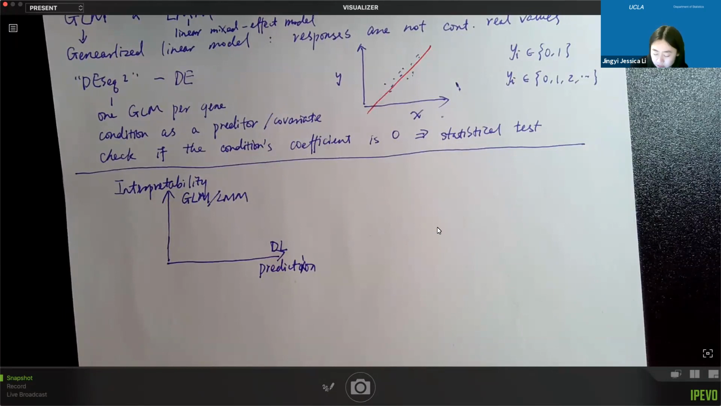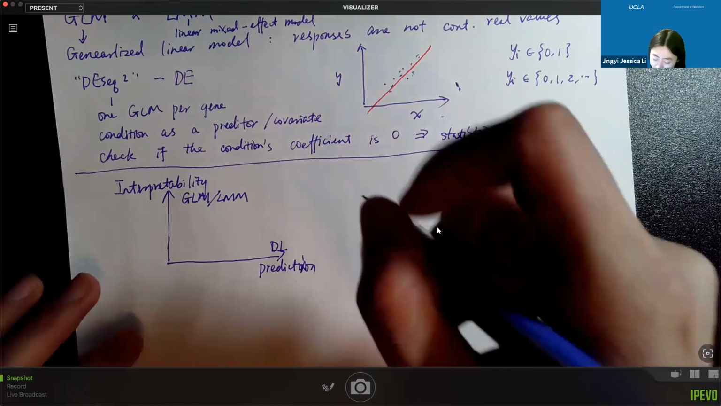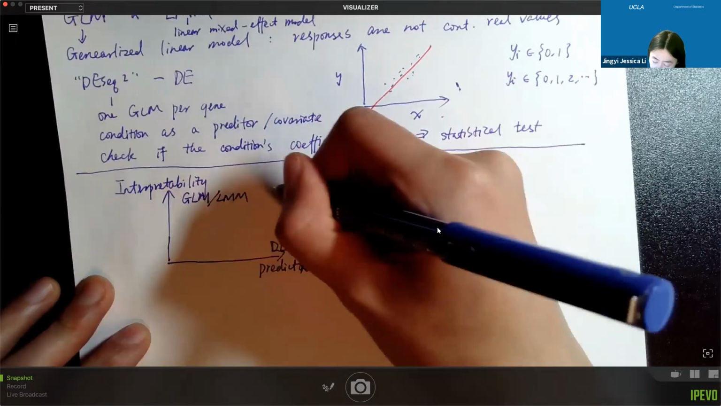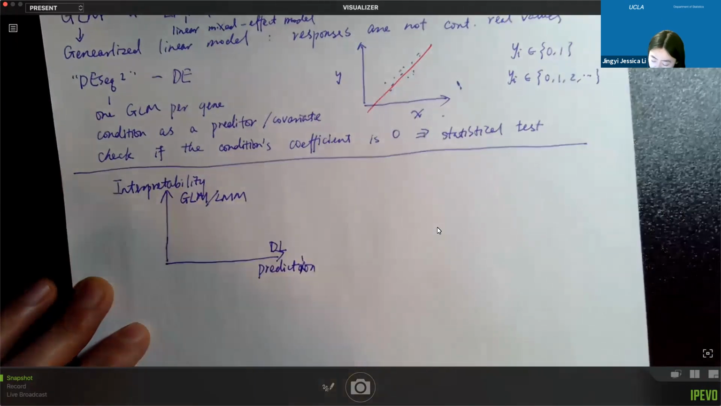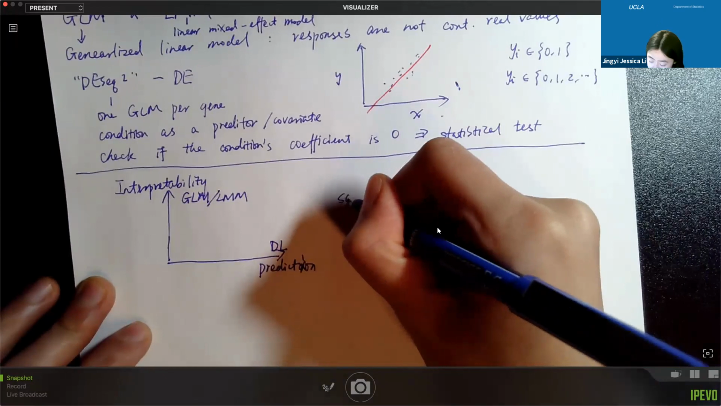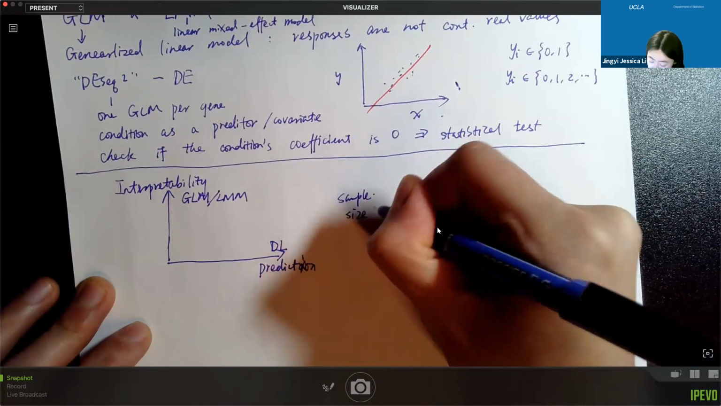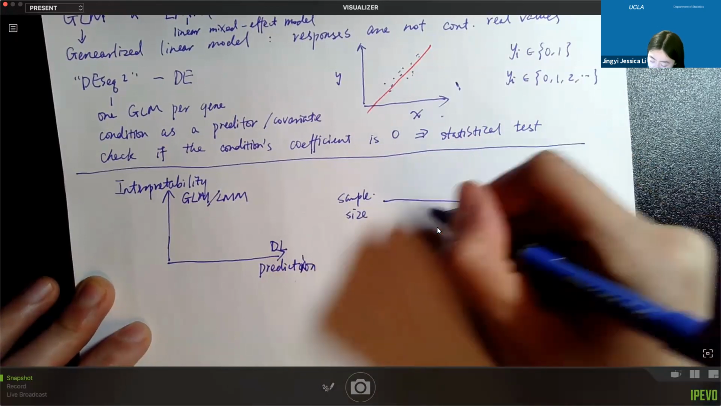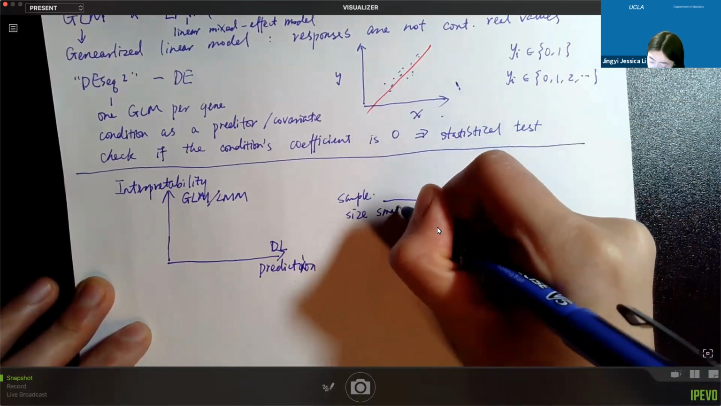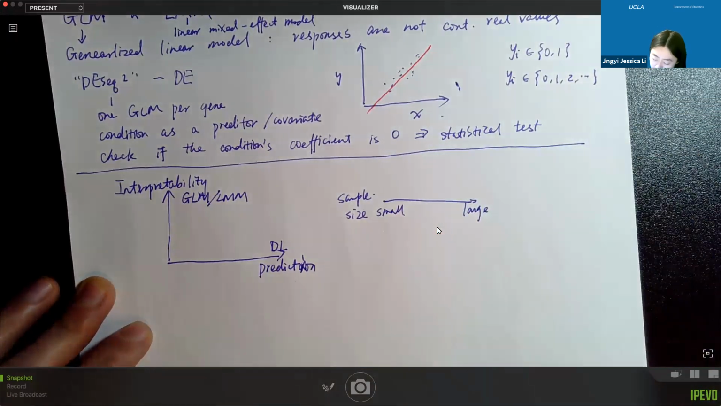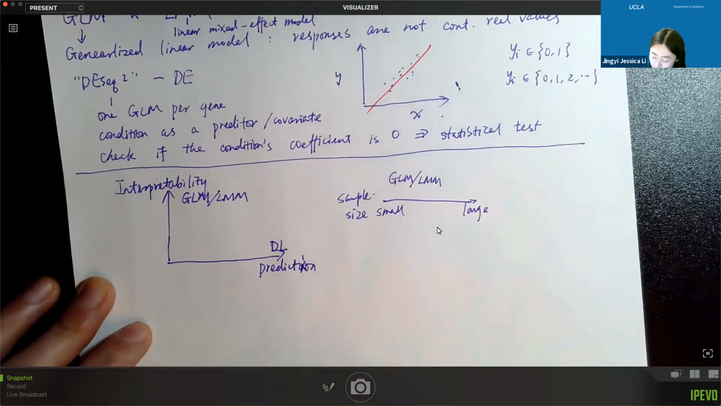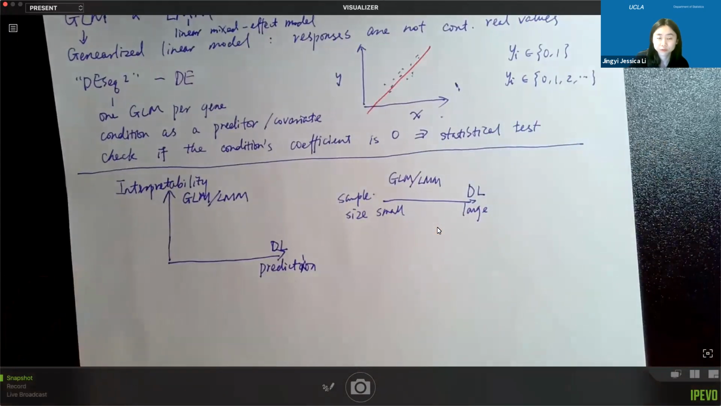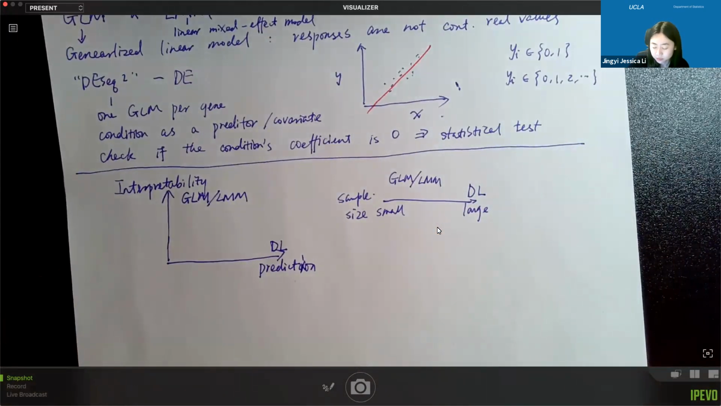Another consideration is the sample size, the number of observations. So if you have a small n, maybe I should draw a third dimension. Okay, so if I draw the sample size from small to large, then we would always prefer simpler models if our sample size is small, okay? While if you have a very large sample size, you may afford a more complicated model like deep learning.